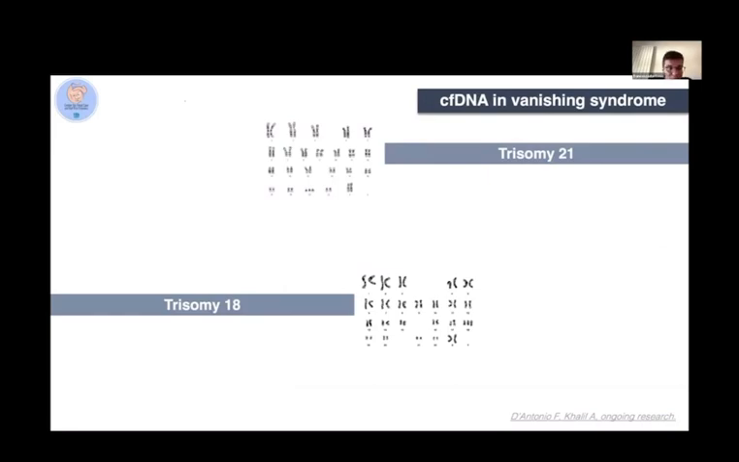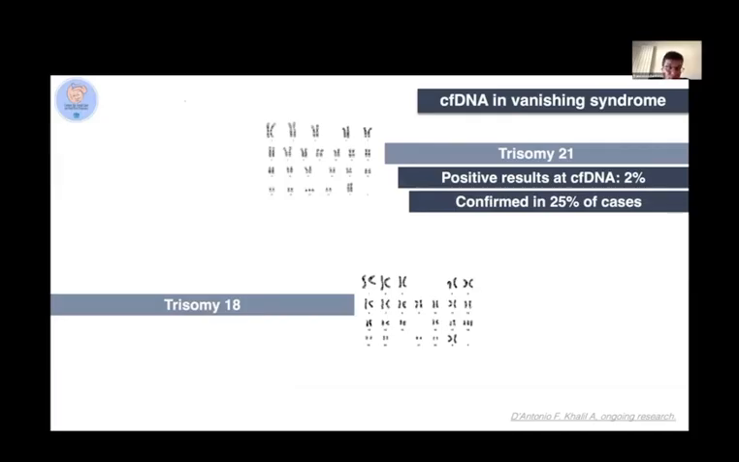So what is the combined evidence? Of course, not so robust, because the number of papers published at this stage is not so many. For trisomy 21 in pregnancy with vanishing twins, the rate of positive result at cfDNA analysis is about 2%. And in 25% of these cases, the positive result was confirmed. So the confirmation occurred only in one quarter of cases with a positive cfDNA result in the setting of a vanishing twin. Regarding trisomy 21, the negative predictive value, of course, was very high.